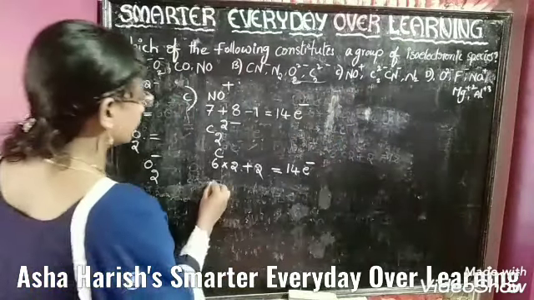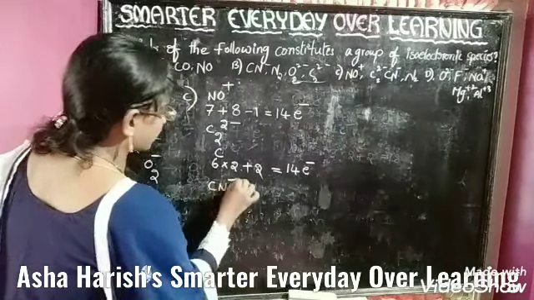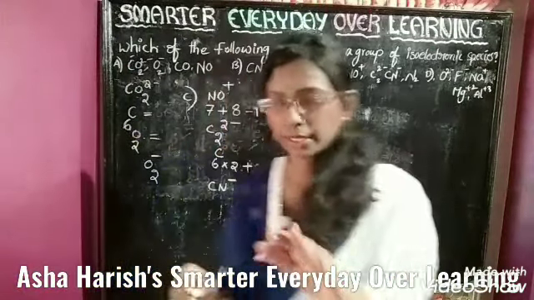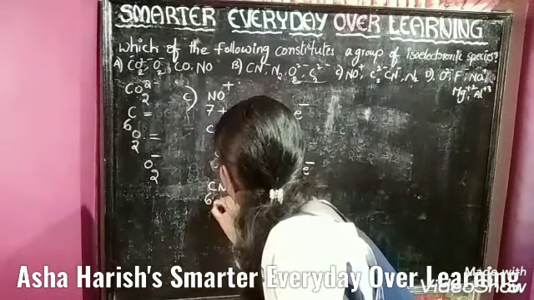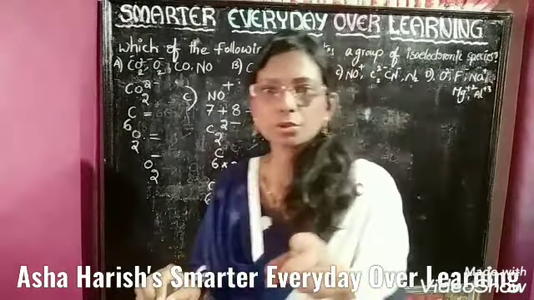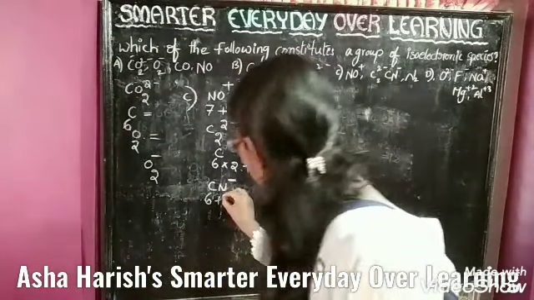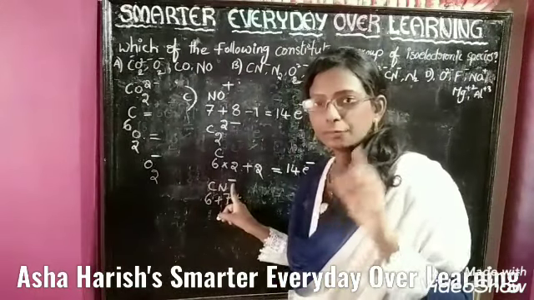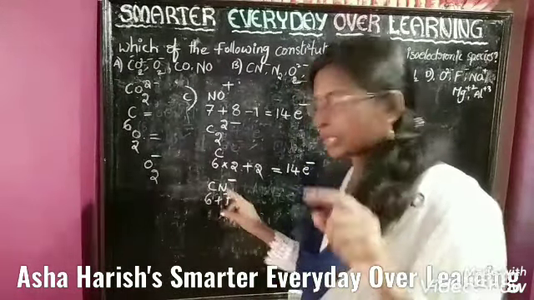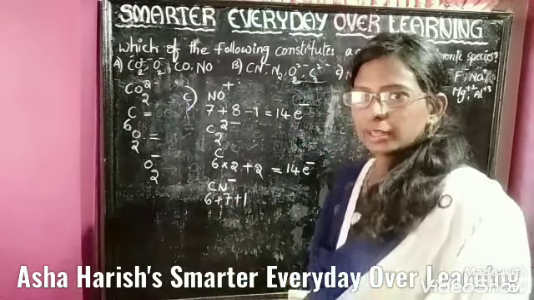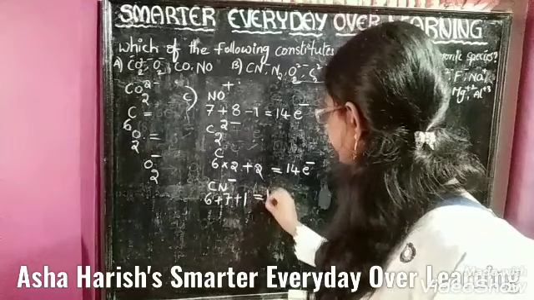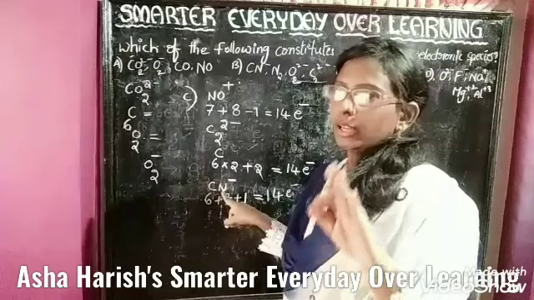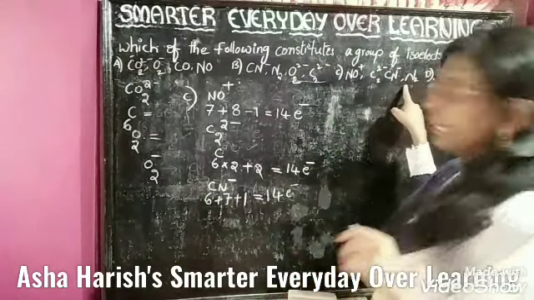We should do the third one, that is CN minus. Okay students, carbon atomic number 6 plus nitrogen atomic number 7. And students, here minus is there, so we need to add 1 electron to this. So plus 1 we need to add, so the total is 14. So 14 electrons are there for CN minus ion.